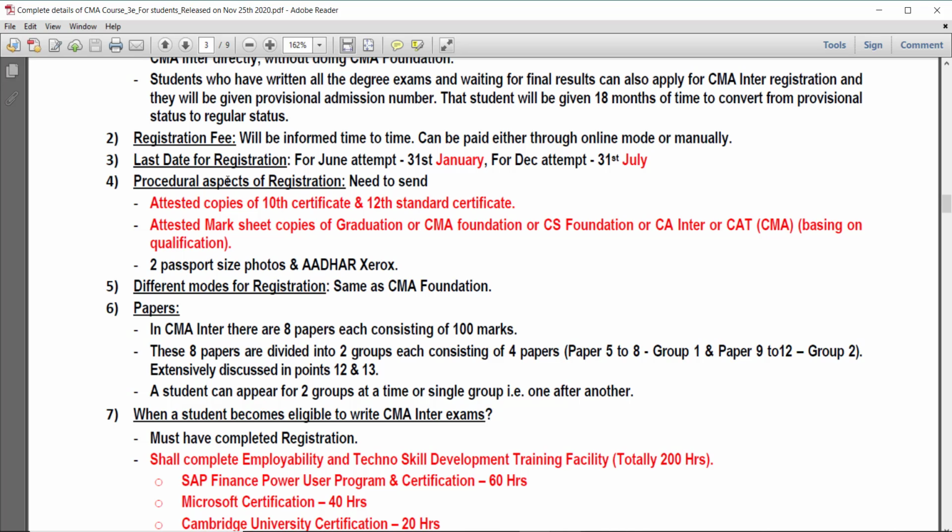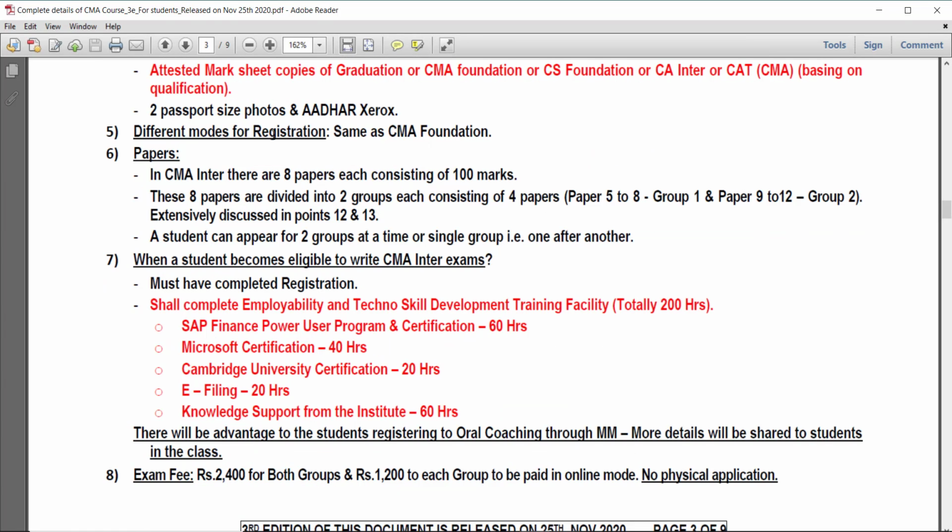And if you are entering through the CMA Foundation course, then you have to submit the CMA Foundation pass certificate along with 10th and 12th certificates, passport size photos and other Xerox copies. The same applies for the CS Foundation mode, CA Inter mode or CAT mode, and the different modes of registration are the same as CMA Foundation. So you will have 2 modes of coaching. One is postal mode and one is oral coaching mode.